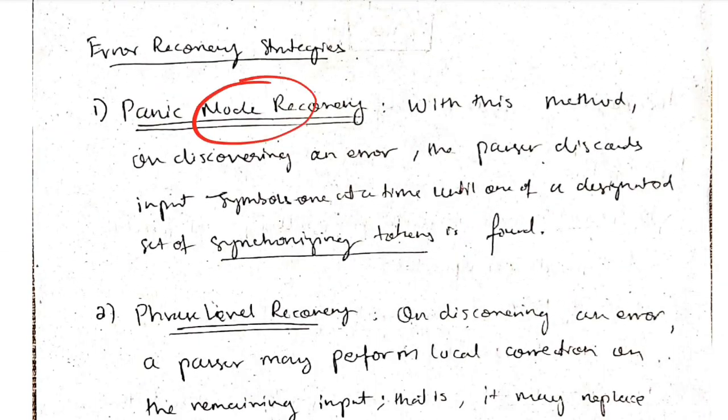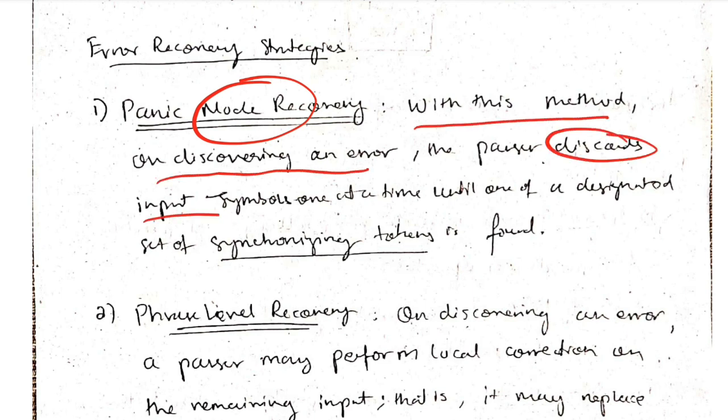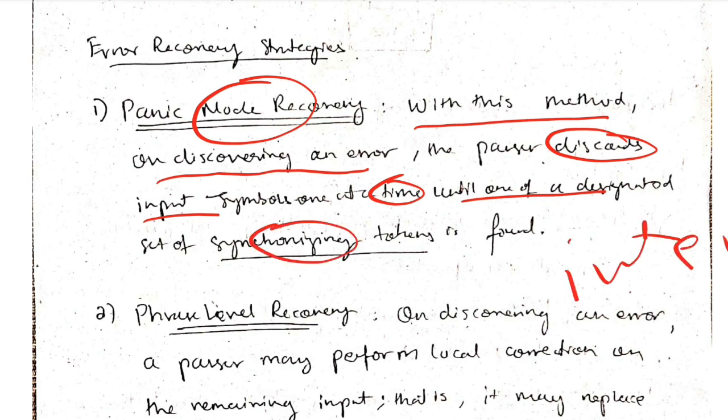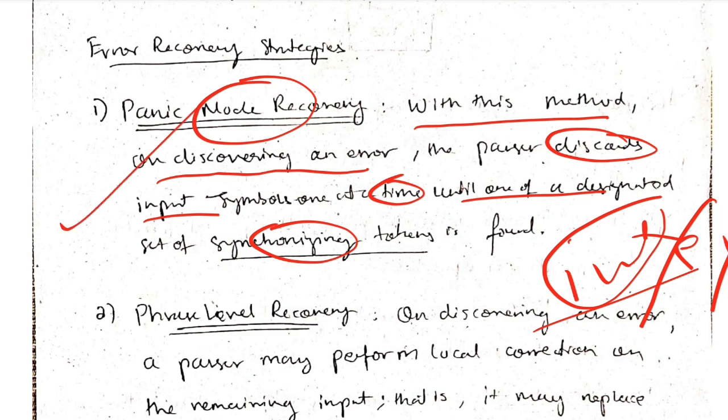Panic mode recovery: with this method, on discovering an error, the parser discards input symbols one at a time until a valid symbol is formed. For example, if I have written intin, it will discard this and see if it has a meaning. No, it doesn't have a meaning. It will cut e also and check if int has a meaning. It has, and it will accept that one.